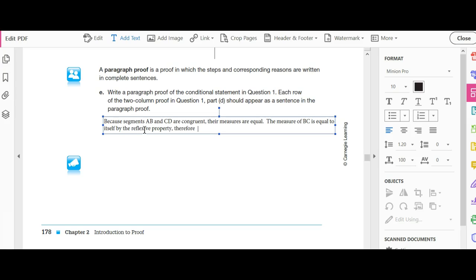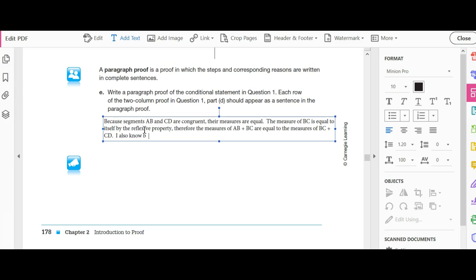Therefore, the measures of AB plus BC are equal to the measures of BC plus CD.